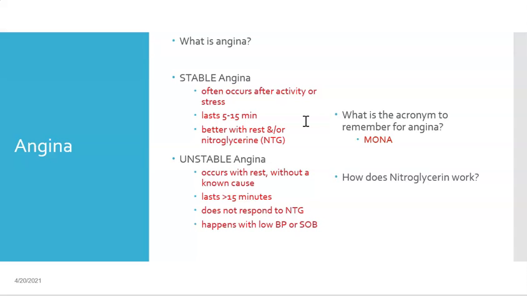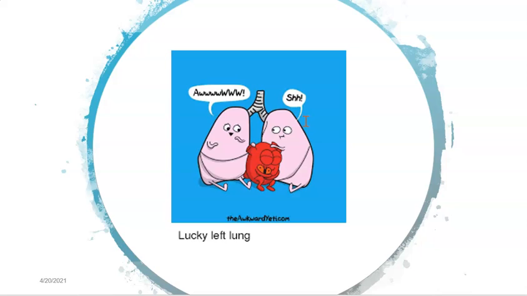And then remember what MONA stands for. So we have morphine, oxygen, nitrates, aspirin. And then know how nitroglycerin works. So we're going to take one tablet sublingually. We're not going to chew it. We're not going to swallow it. We're just going to let it dissolve. 5 minutes later, reassess pain, reassess blood pressure. If they still have pain, give them another nitro. You can do that 3 times. With education for patients, I tell them after the 3rd nitro, call 911 if it's not helping. Something else is going on.